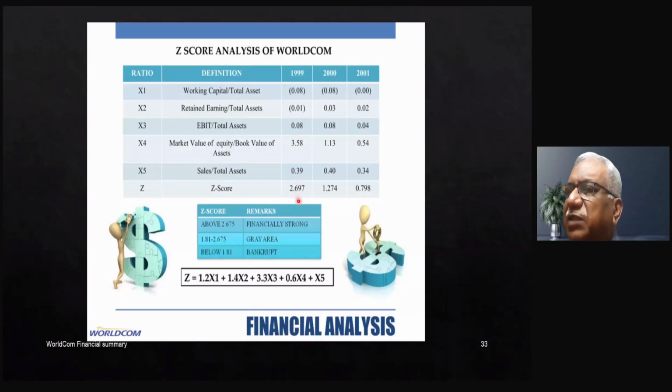So if you take these numbers, slowly, if you see the years, this number was 2.6, which is just break even. Then it went to 1 point something, got into the gray area. Then 0.7, it went below the 1.8, and even the 1.2 is below that. So the company's indicators of bankruptcy were very, very high. But people didn't believe all this till the whistleblowing, the SEC's investigation, all kinds of stories we have.